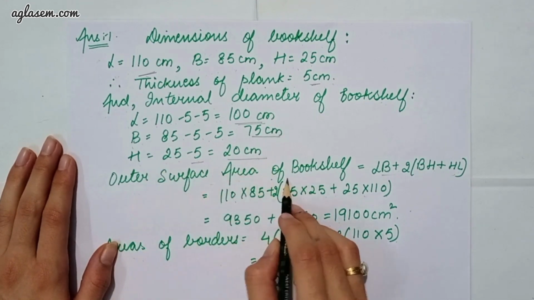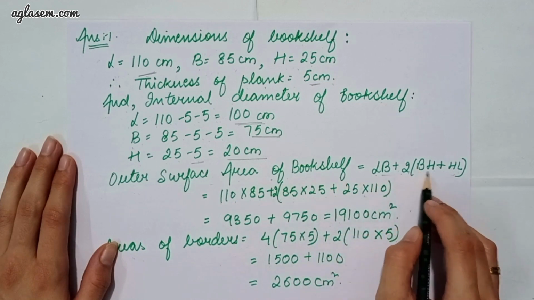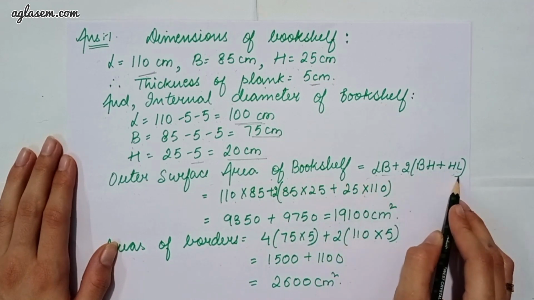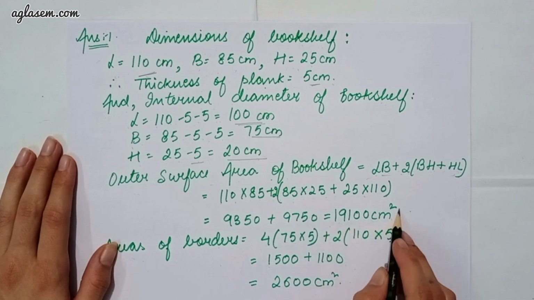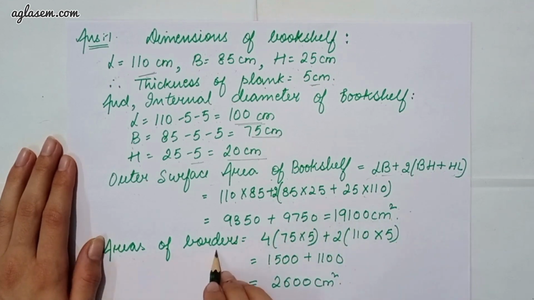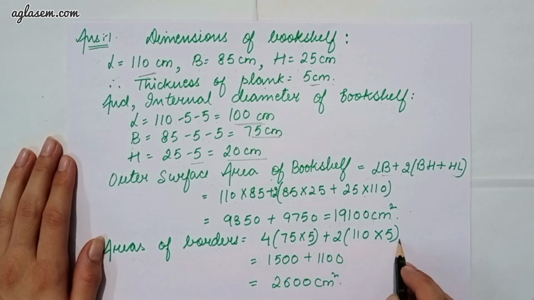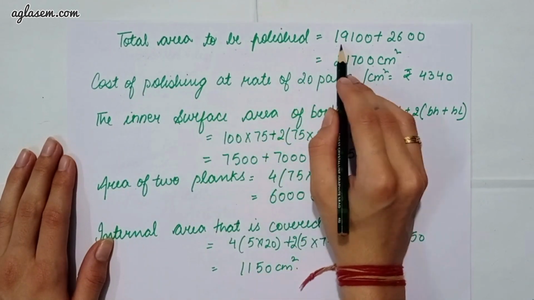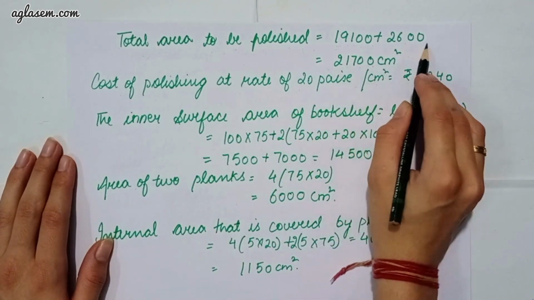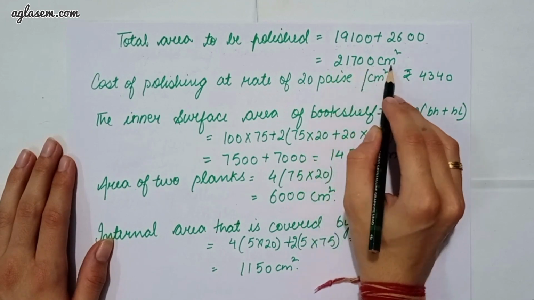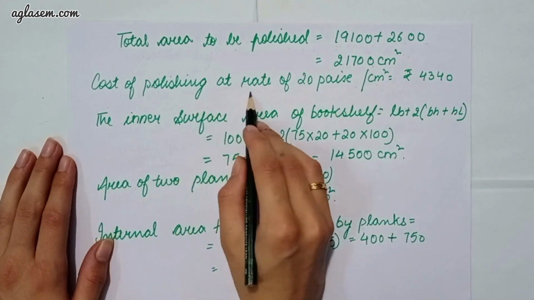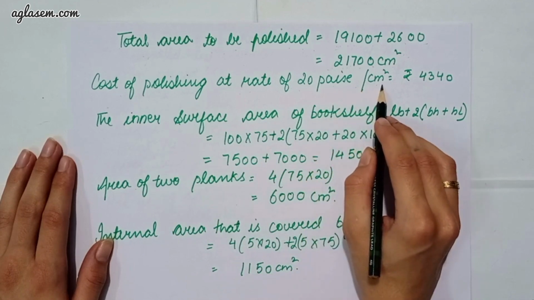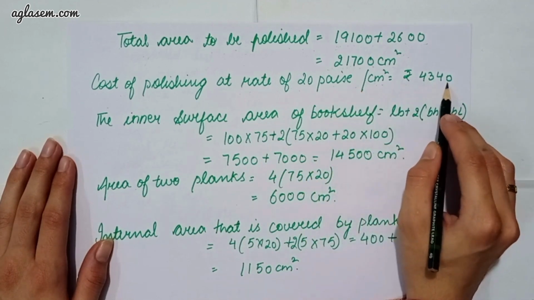So the outer surface area of the bookshelf is LB plus 2 into BH plus HL. By applying these values, we will get 19,100 centimeter square. The area of borders is 4 into 75 into 5 plus 2 into 110 into 5. Further solving it, we will get 2600 centimeter square. Solving further, the total area to be polished is 19,100 plus 2600, which gives 21,700 centimeter square. The cost of polishing at the rate of 20 paisa per centimeter square will give you rupees 4,340.